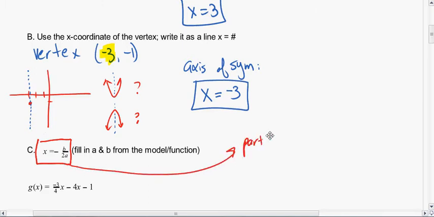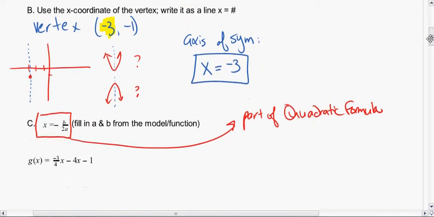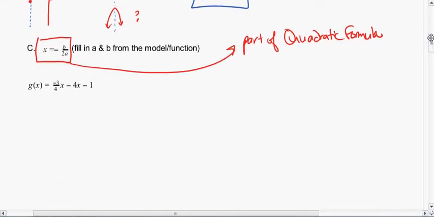It's part of the quadratic formula. And like I said earlier, if you would like to know more about the quadratic formula, please look at the quadratic formula video. And I'll show you right where that opposite of b over 2a comes from. How I'm going to get the b and the a to fill into this little formula is right out of the equation that they're giving me for my parabola.